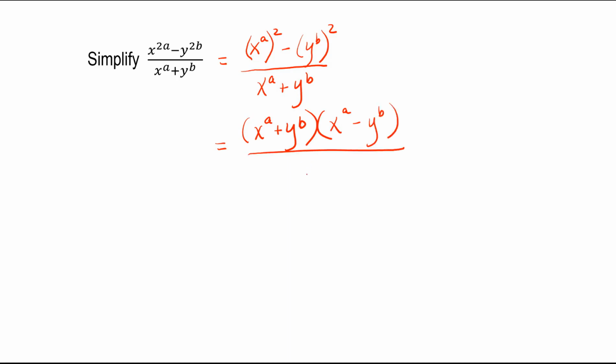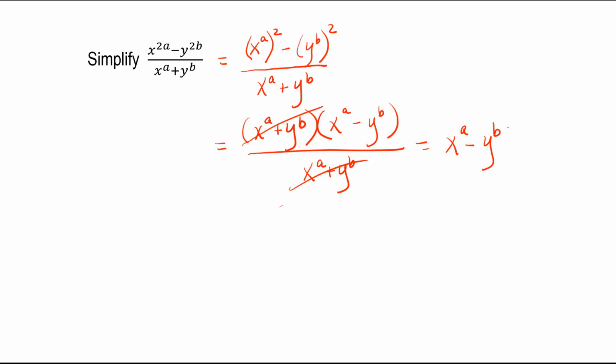And therefore, the numerator has a factor of x to the a plus y to the b, and the denominator does too, so we can cancel those, and we just end up with x to the a minus y to the b. So that difference of squares shows up a lot, and you just have to be ready to recognize it when you see it.